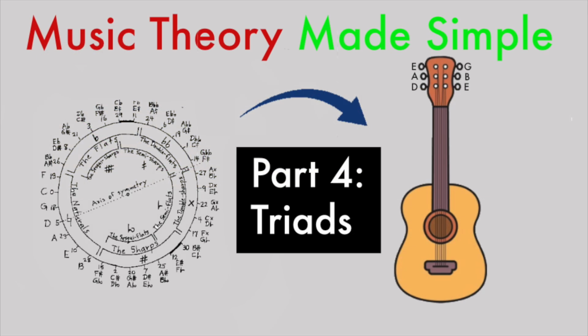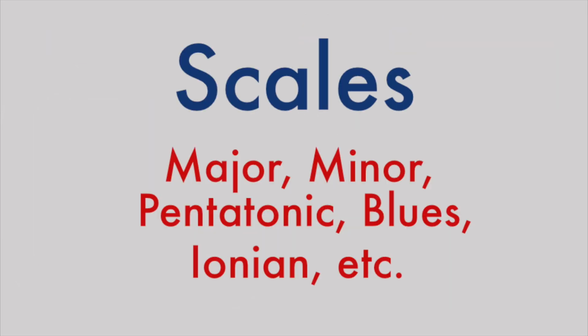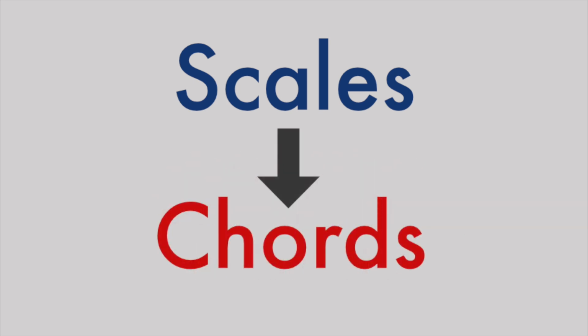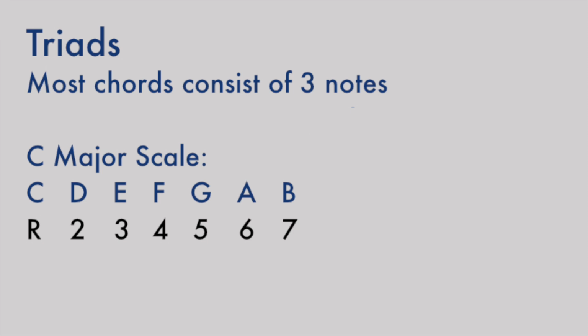Part 4. Triads. We see different scales all the time, but what can we do with them? There are many things we can do with them, and one of them is to make chords. Let's take the major scale and turn it into a chord. Most common chords consist of just 3 notes. If we look at the C major scale again, the notes are C, D, E, F, G, A, and B.